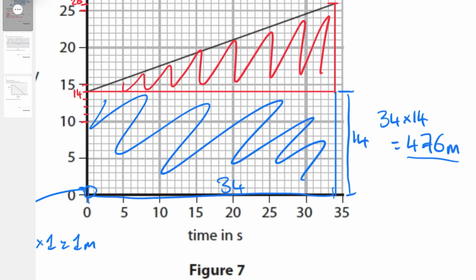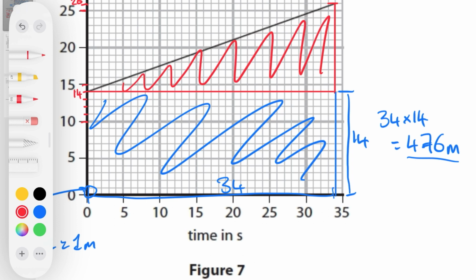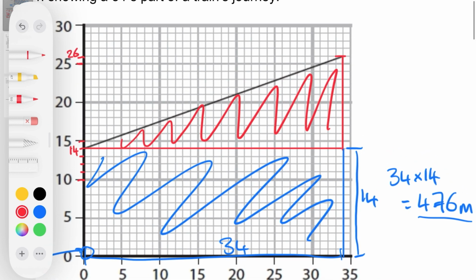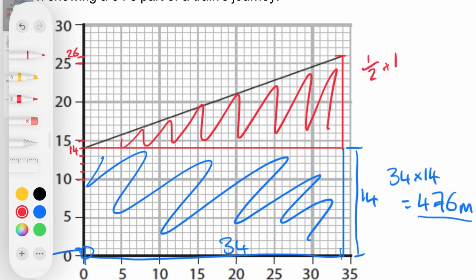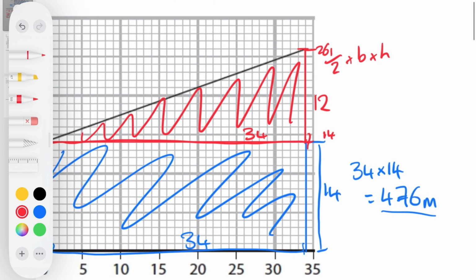So 476 meters. Now, if we look at the triangle, remember, the area of a triangle like this is half times base times height. So the base, once again, is also 34. And now the height is 14 to 26. So that's a height of 12. Do that on a calculator just to double check. Perfect, 12. So that area equals half times 34 times 12.